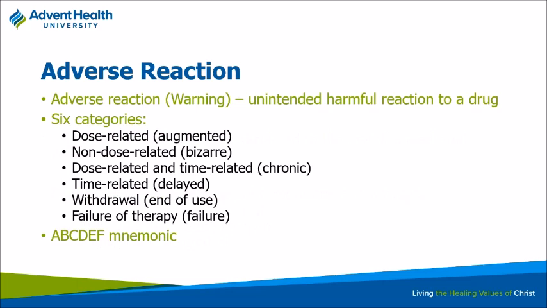Now, there's kind of 6 big categories we're going to look at in terms of adverse reactions and the different types that you run into, and we'll get into the specifics of these here. But we talk about dose-related ones, non-dose related ones, dose and time-related ones, or more chronic issues that come about with drug administration. Those are time-related, and then finally withdrawal and failure of therapy. So it's kind of this A, B, C, D, E, F mnemonic you can use to try to memorize the different categories of adverse reactions.